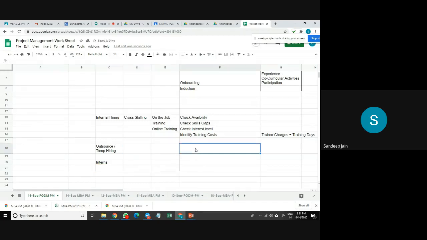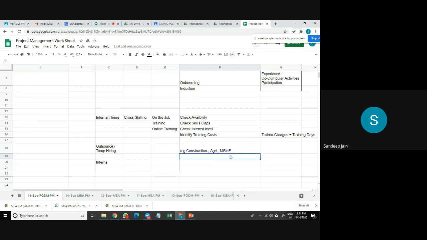It will happen in the construction industry and farming. They are very large sources of temporary hiring: construction, agriculture, and small scale industry, SME, MSME, so small and medium. These are the areas where temp hiring happens, and otherwise it can also happen in the IT industry.